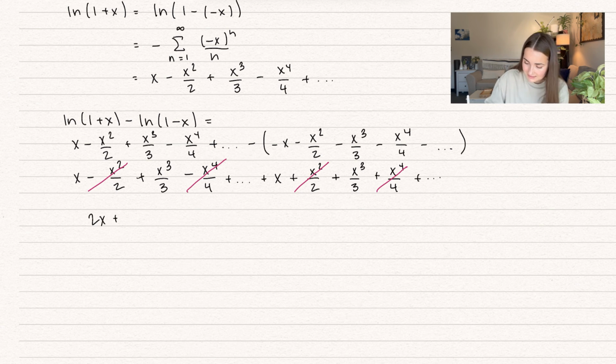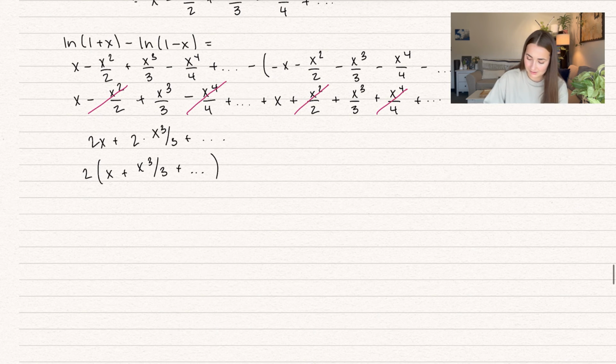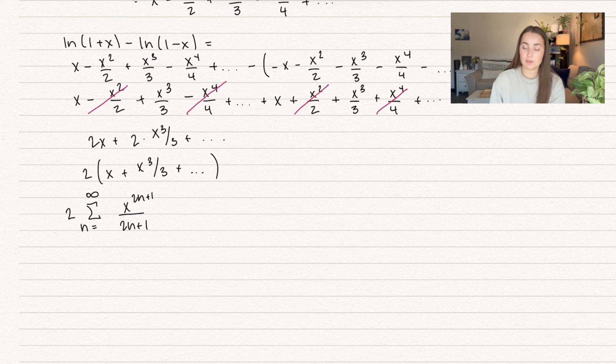So 2x plus, and that's going to be 2 times x cubed over 3 plus all of the odd terms. So if we wanted, we could pull out that 2 and we're left with x plus x cubed over 3 plus, and so on. And we can write this as a power series, right? We have the summation. This is going to be n equals something to infinity. We have that 2 on the outside, and now we have odd terms. So we have x to the 2n plus 1 divided by 2n plus 1. Now we're starting off with 2x, so our starting index is going to be 0, right? We get x to the power of 1 divided by 1.